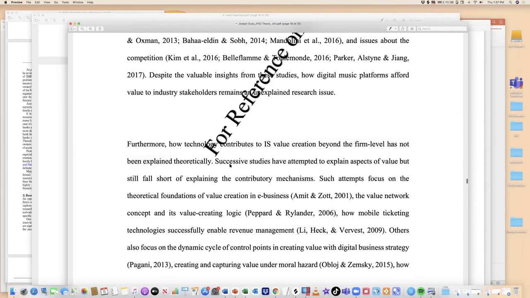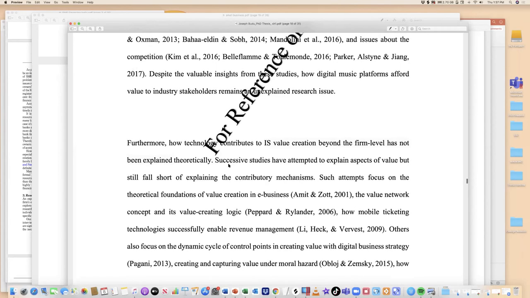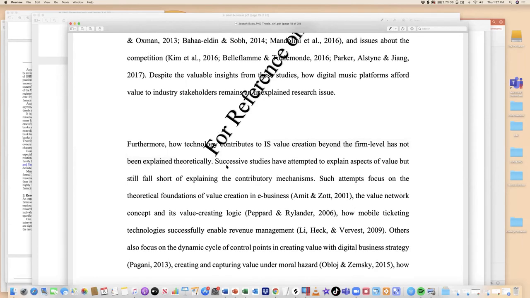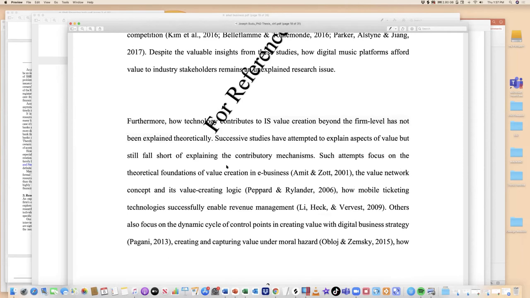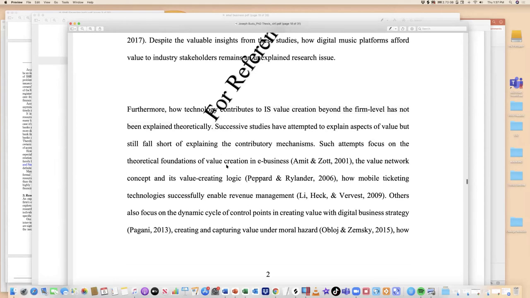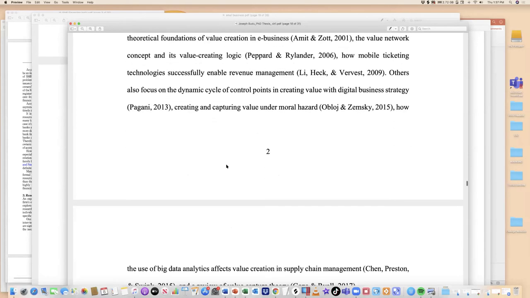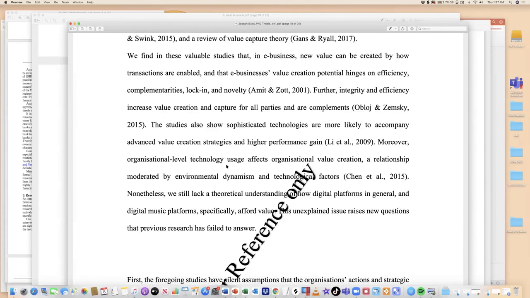Other attempts focus on the theoretical foundations of value creation in e-business, the value network concept, and the value creating logic, and how mobile ticketing technologies successfully enable revenue management. Others focus on the dynamic cycle of control points in creating value with digital business strategy, and creating and capturing value under moral hazard. You see, there's so much here. We find these studies valuable.